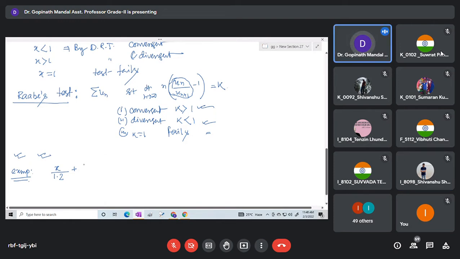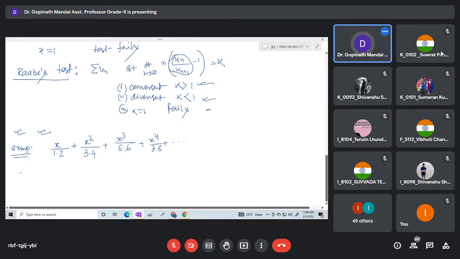x by 1 into 2 plus x squared by 3 into 4 plus x cubed by 5 into 6 plus x to the 4 by 7 into 8 and so on. So we have to check the convergence of this series first by D'Alembert ratio test. So first find un and un plus 1. So what is un?